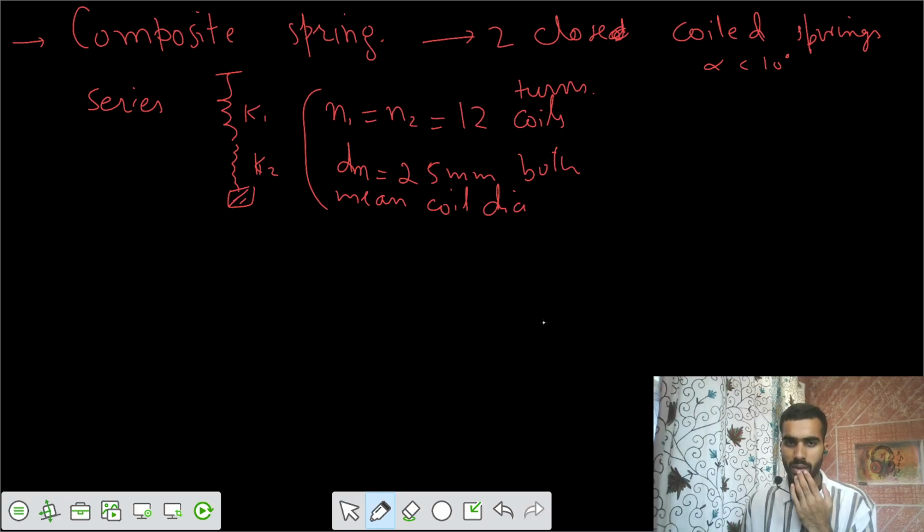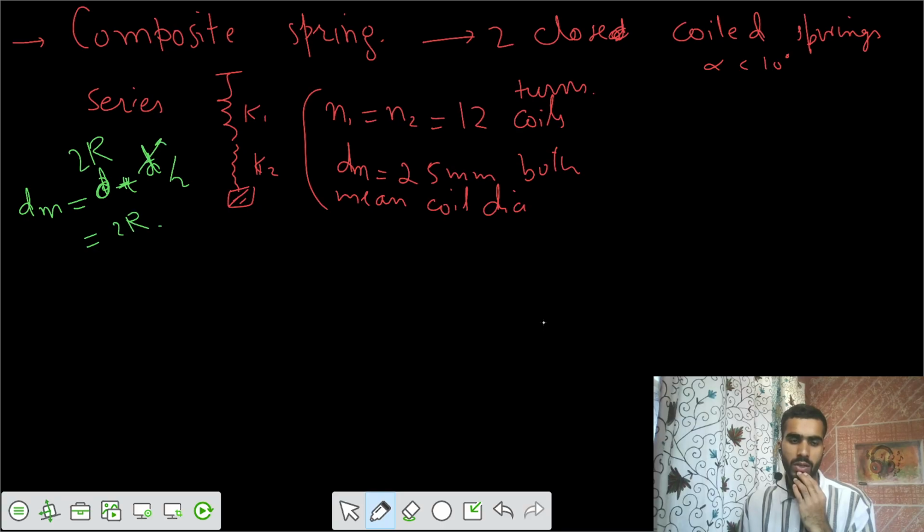If the mean diameter is the same for both materials, we can approximate it as d. Actually, the mean diameter should be d plus some thickness, small d by 2 plus the spacing between the two, plus d by 2. But since the thickness is very small, we approximate it as 2r. If the thickness is, say, 2 or 3 millimeter, we can ignore that. So we can take dm almost equal to 2r.